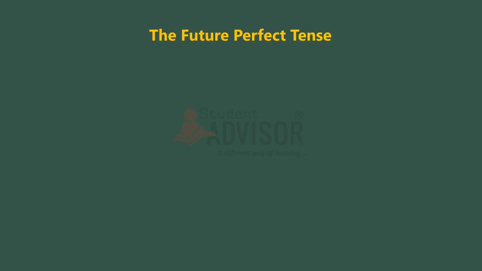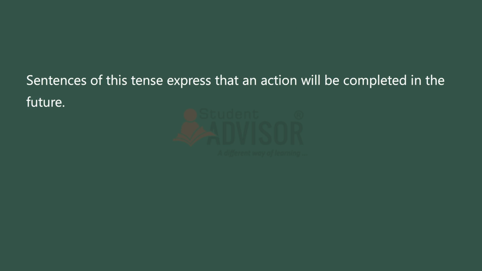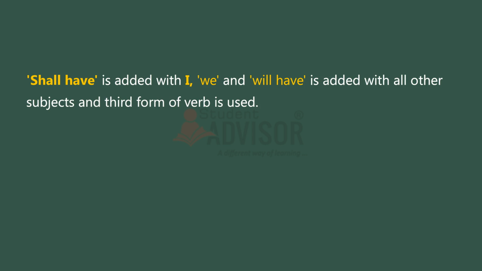The future perfect tense. Sentences of this tense express that an action will be completed in the future. Rules for this tense are: shall have is added with I and we, and will have is added with all other subjects, and third form of verb is used. Like, she will have cooked food by 2 p.m.